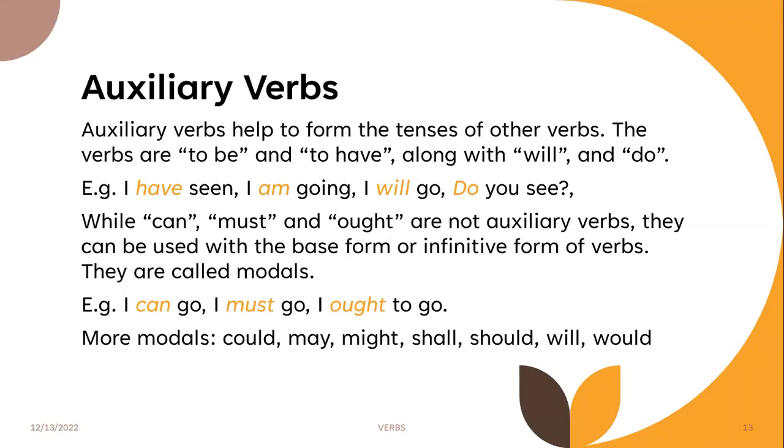Then we move on to auxiliary verbs. So auxiliary verbs help to form the tenses of other words. The verbs are to be, to have, along with will and do. Example, I have seen, I am going, I will go, do you see? While can, must, and ought are not auxiliary verbs, they can be used with the base form or infinitive form of verbs. They are called modals. So I can go, I must go, I ought to go. So more modals include could, may, might, shall, should, will, would, sorry. And so all of these, both auxiliary verbs and modals, are classified as helping verbs.